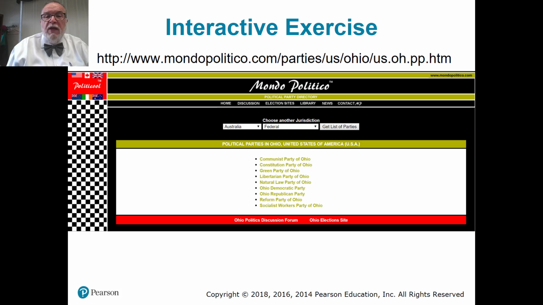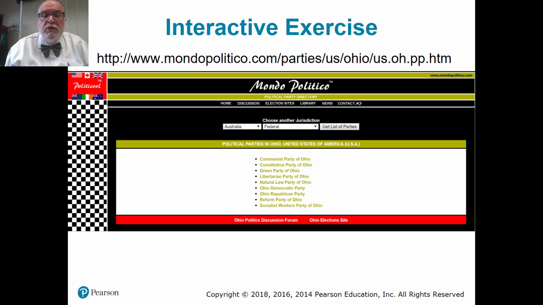Our interactive exercise is from Mondo Politics, who lists the political parties of Ohio: Communist, Constitutional, Green, Libertarian, Natural Law, the Ohio Democrats, the Ohio Republicans, the Reform Party, and the Socialist Workers. I think the Natural Law Party has gone by the wayside. The link wasn't there. So Mondo will say there's 9, but there's actually 8. So I think the question, I answer 9 because that's how many they say.